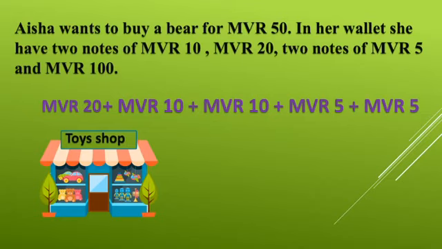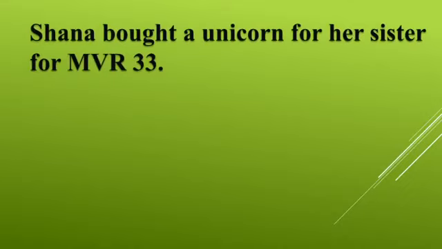I am going to add 20 rupiah and 2 notes of 10 rupiah and 2 notes of 5 rupiah. Then I get the total 50 rupiah. So this is the one way we get 50 rupiah, and also the partition of 50. When we partition these numbers, we get total 50. So let's look at the second question.